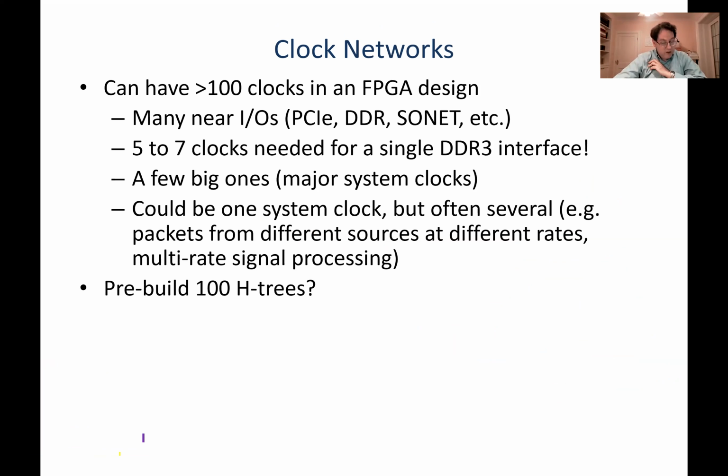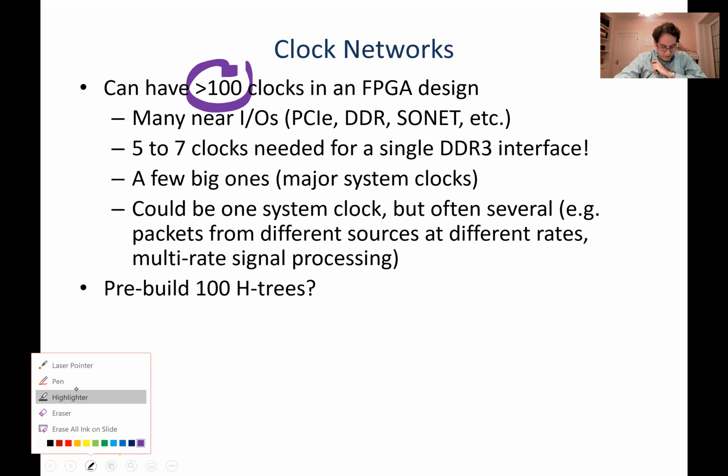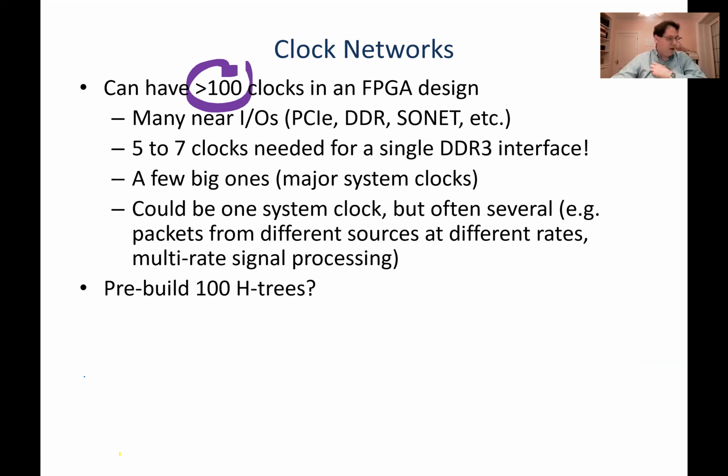It's common to have lots of clocks, and you can easily have real designs that have over 100 clocks in an FPGA design, which sounds like a shocking number because you're correctly told you should minimize your number of clocks to simplify your design. Why do we wind up with so many clocks? Well, you get a lot near the IOs. So FPGAs, we talked earlier in the course about programmable IOs, one of their big benefits. So all those different IO standards use different clocks. A single IO standard usually uses multiple clocks.